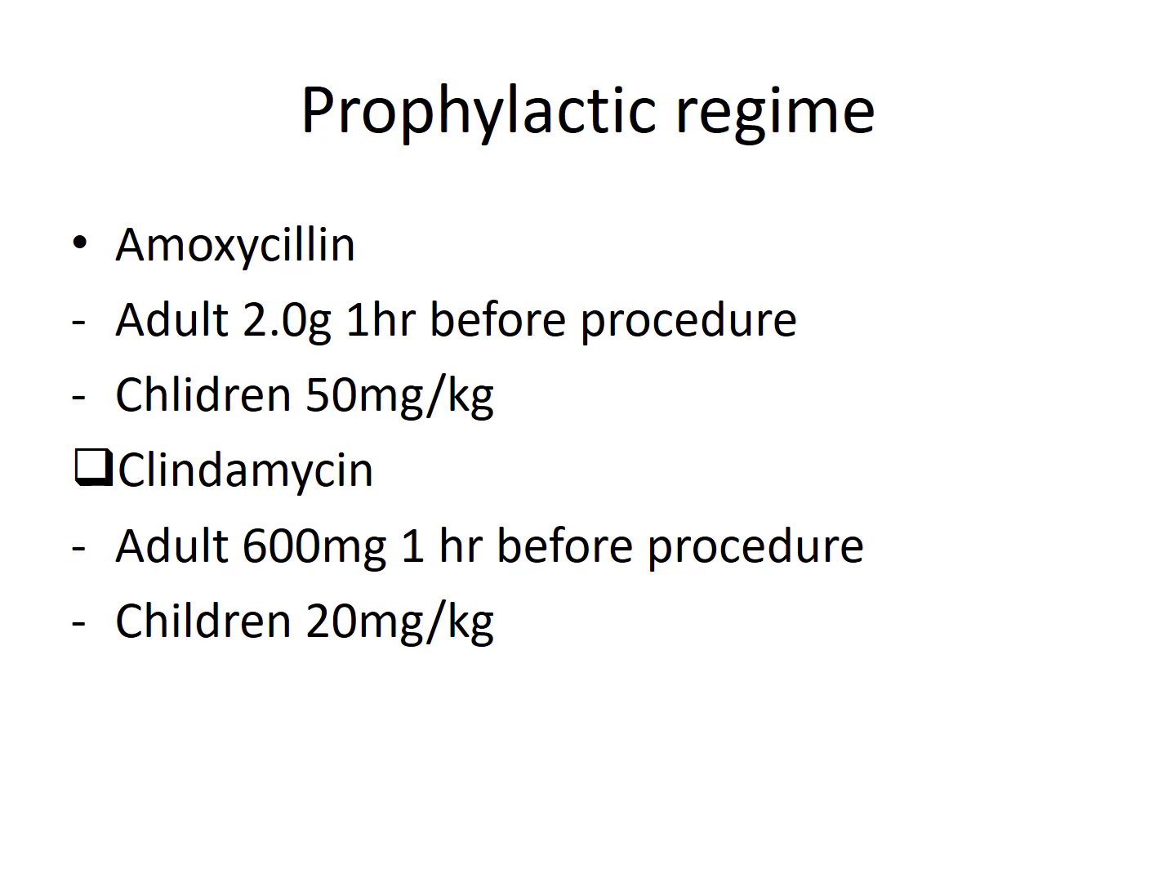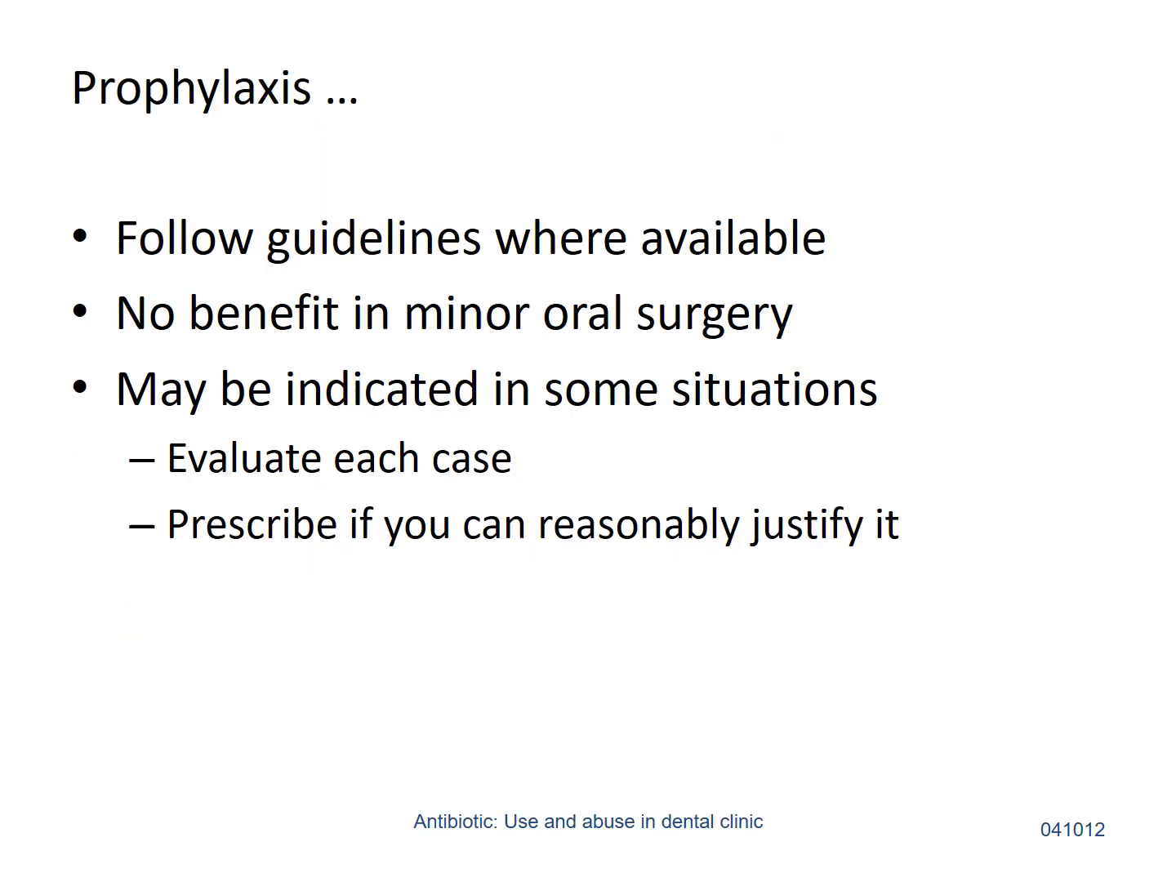So the prophylactic regime for infective endocarditis: you can either give amoxicillin 2 gram 1 hour before the procedure for adults, or 50 milligram per kg for children. Or if the patient is allergic to penicillin, you can give clindamycin 600 milligram 1 hour before the procedure, or for children 20 milligram per kg.